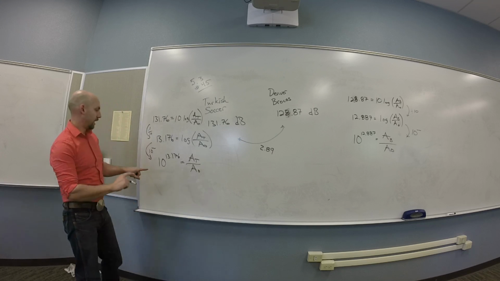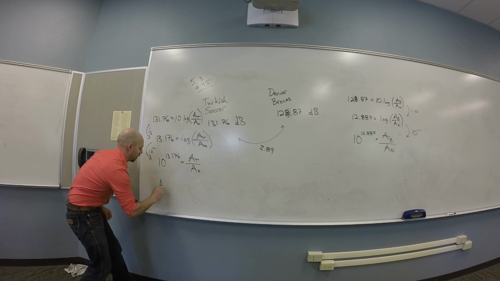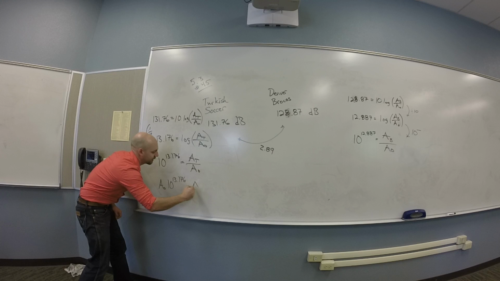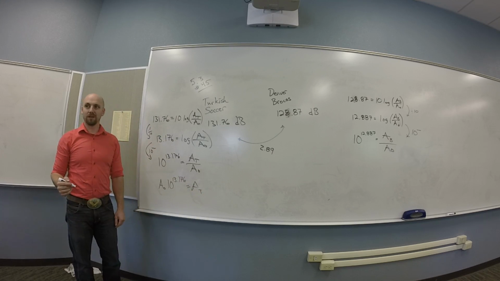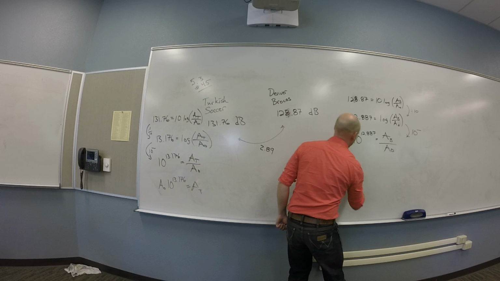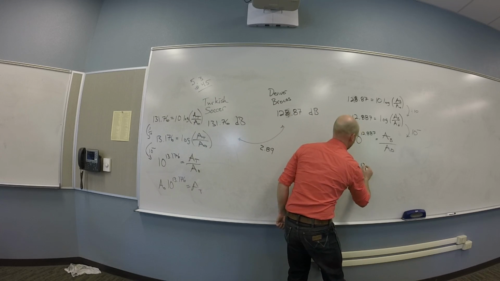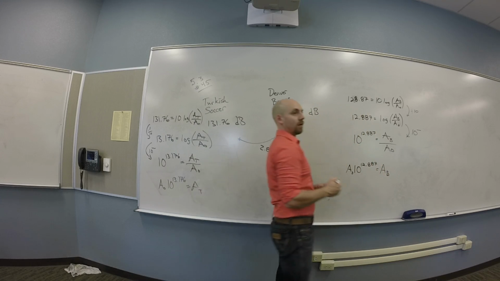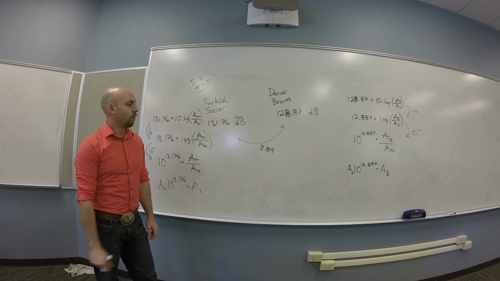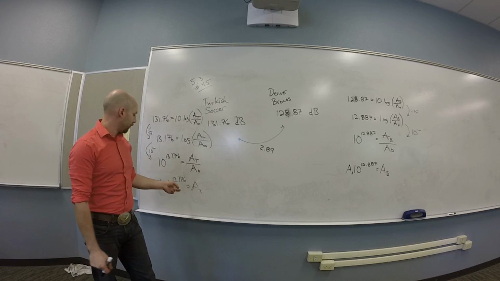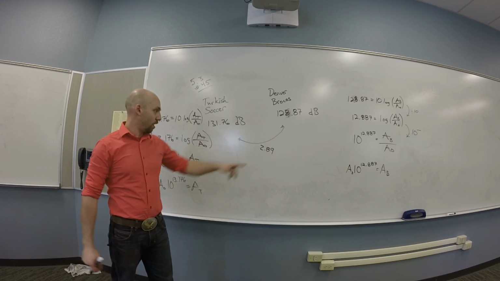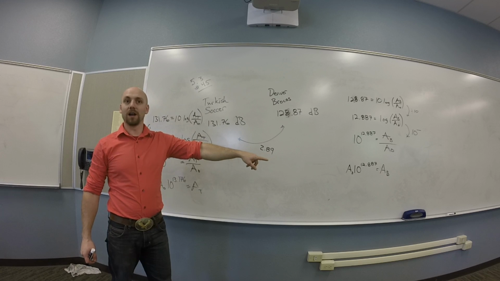Okay, so A0 times 10 to the 13.176 is AT, right? Same deal. And over here, similarly, A0 times 10 to the 12.887 is AB, right? I want to find out how many times more powerful this was than that was, right? So I should take this and divide it by that. Divide, right? You guys see that?